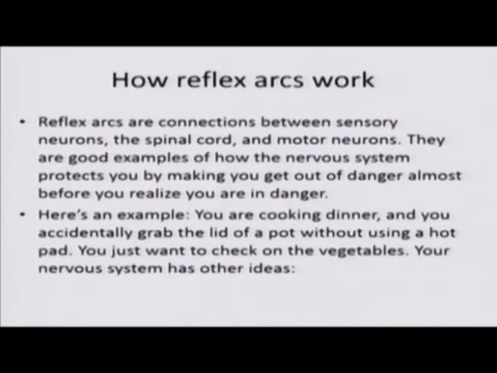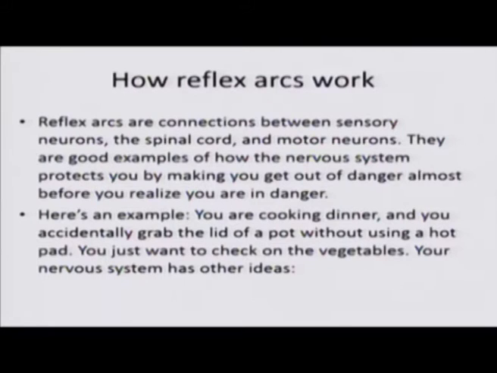How reflex arcs work. Reflex arcs are connections between sensory neurons, the spinal cord and motor neurons. They are good examples of how the nervous system protects you by making you get out of danger almost before you realize you are in danger. Here is an example. You are cooking dinner and you accidentally grab the lid of a pot without using a hot pad. You just want to check on the vegetables. Your nervous system has other ideas.